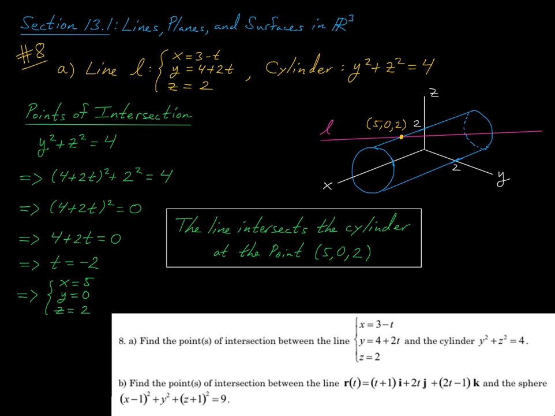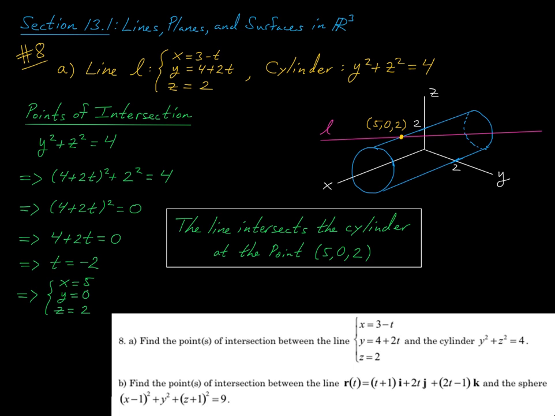The cylinder equation, y squared plus z squared is equal to 4, becomes y squared, so (4 plus 2t) quantity squared, plus z squared, that'd be 2 squared, is equal to 4. And now I have a 4 on the left side and on the right, so those drop out, and I have (4 plus 2t) quantity squared is equal to 0. Taking square roots gives us that 4 plus 2t is equal to 0, and so t is equal to negative 2.